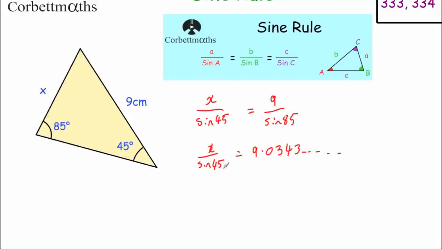So multiplying the left-hand side by sine 45 will just leave me with x. On the right-hand side, I'm going to have my 9.0343 and so on, and it's still in my calculator display. And then I'm going to type in times sine 45.